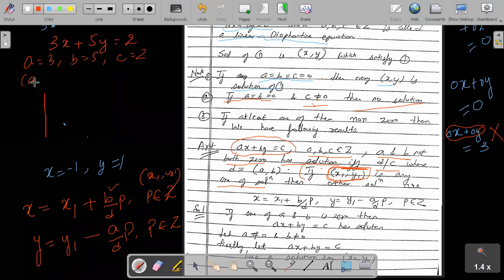And what is the GCD of A and B? What is the GCD of 3 and 5? 1. Both the numbers are prime numbers, so their GCD is 1, right? So this is equal to D, and D is 1. And clearly D divides C, because 1 divides every number.